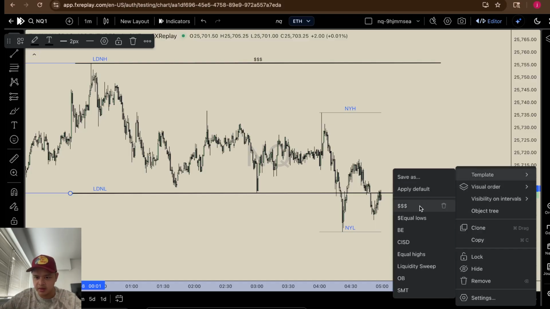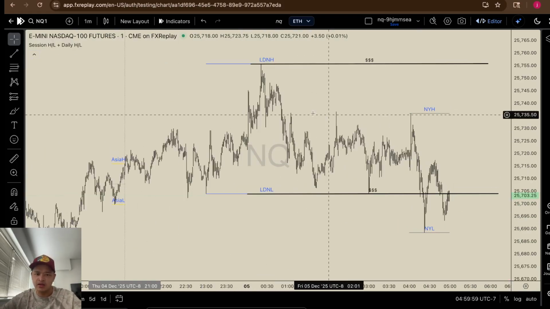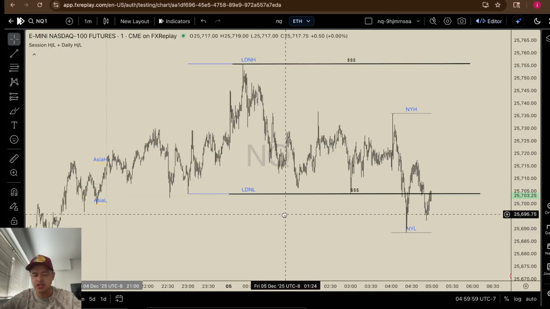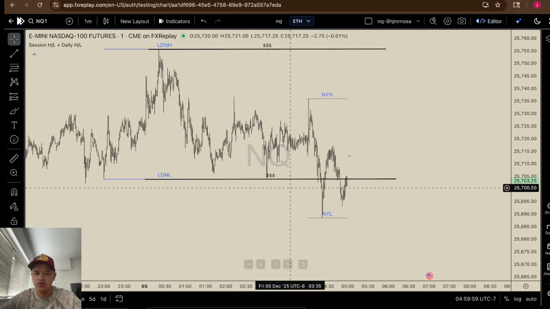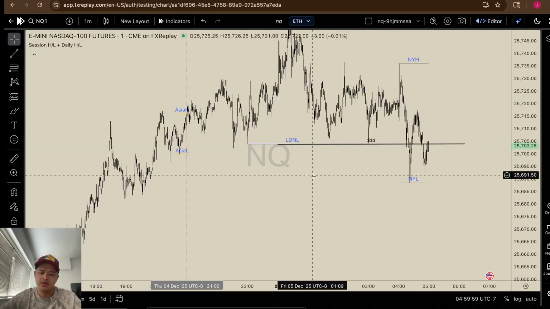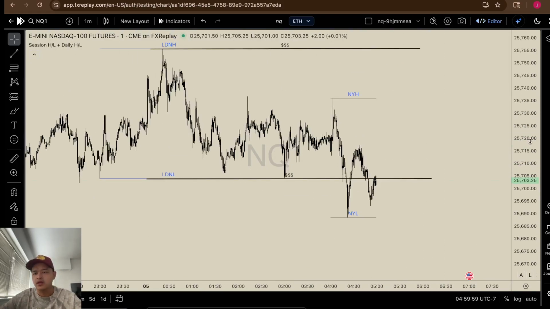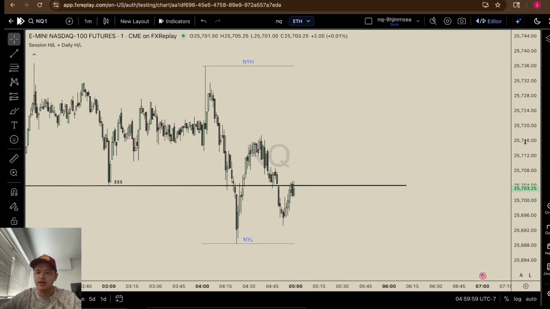Okay, I'm gonna put the money sign, right? Liquidity zones: you've got London high, London low. It's basically just the session highs and lows. Asia high, Asia low, New York high, New York low. You can mark out your previous day high and previous day low as well, but we'll do that later. Right now we'll just focus on our entries and finding targets.